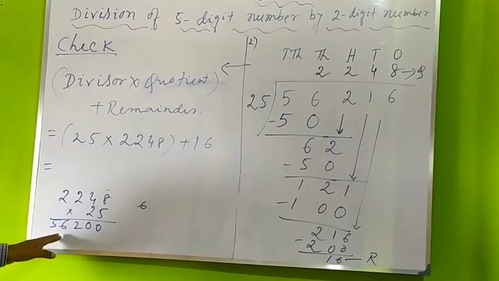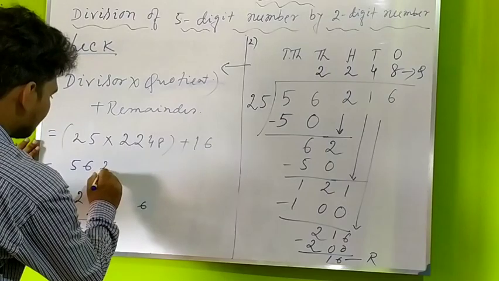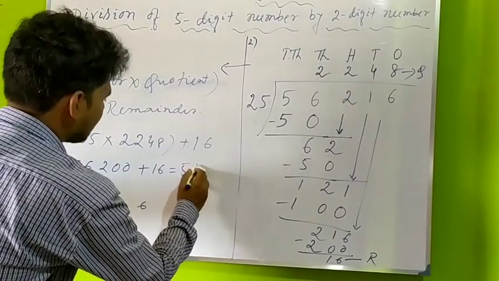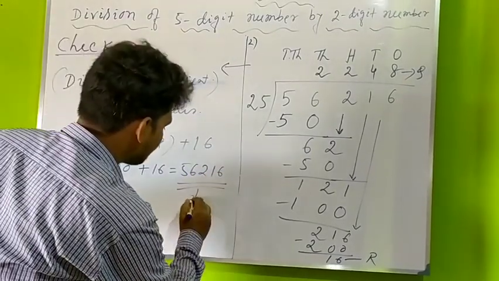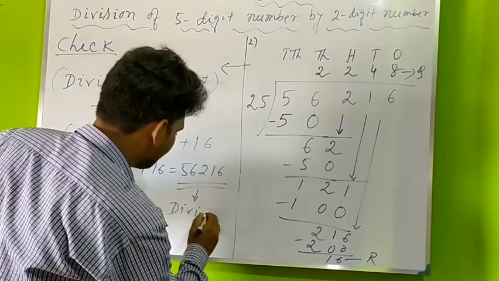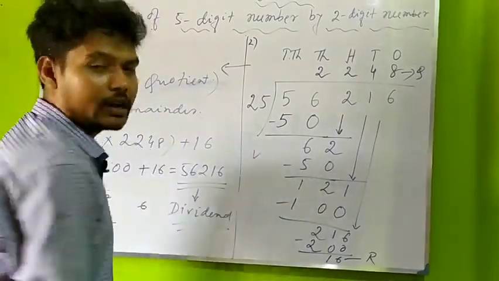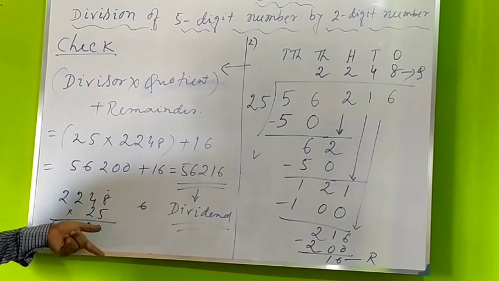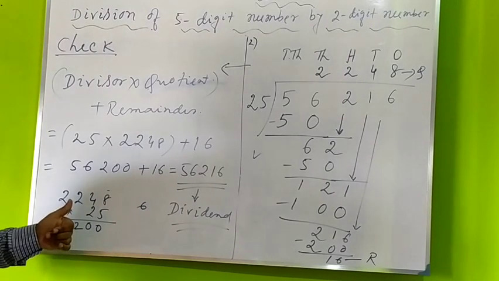So we get 56,200. So you write down 56,200 plus 16. So we get the answer 56,216. So that is the same as the dividend. That means our division is correct. And you can see, if you remember the multiplication table of 25, you can do this directly. So it is quite easy to do this.